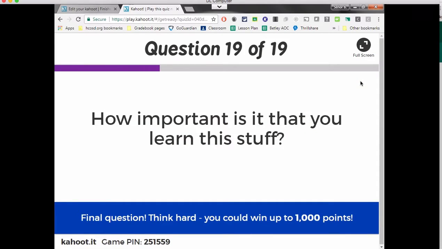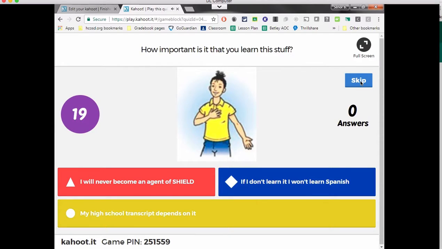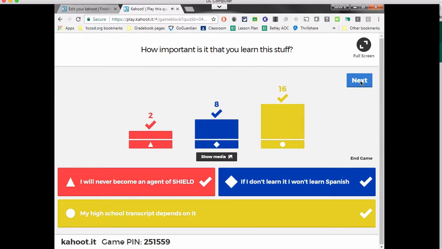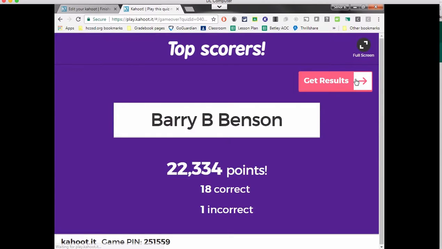How important is all this stuff to learn? Okay? It's important. It'll affect your grade. And I'm going to show you how it's going to affect your grade in just a second. Let's see who our winner is. Barry B. Benson. Very good. Okay?